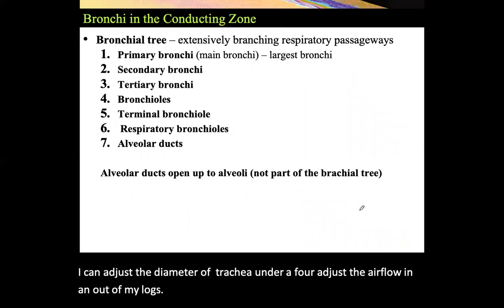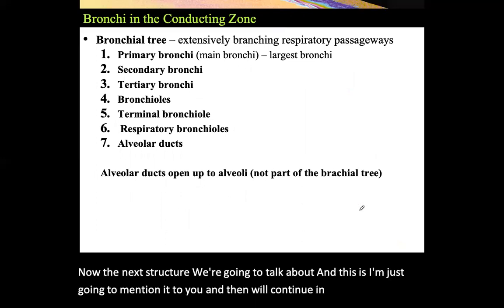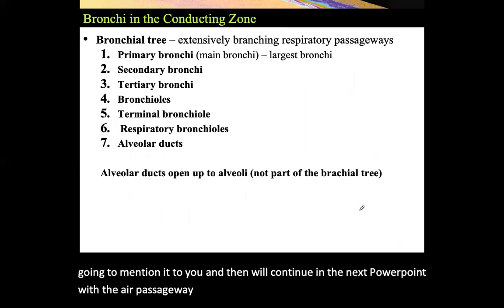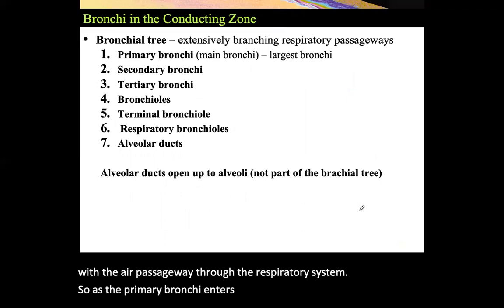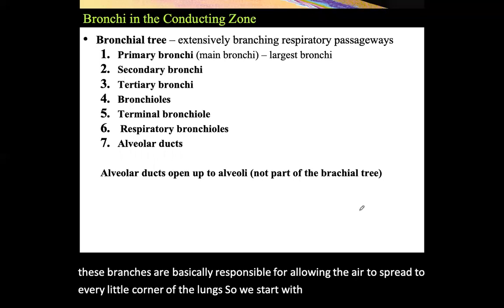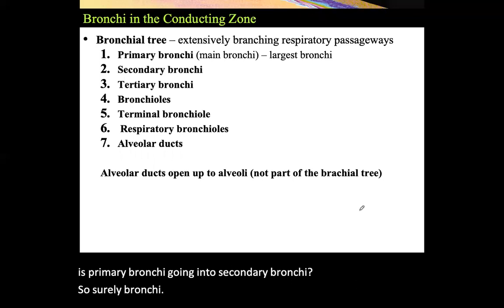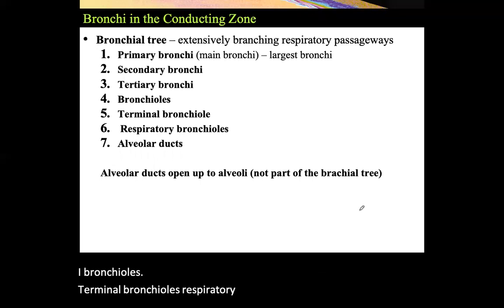Now, the next structure we're going to talk about, I'm just going to mention it to you, and then we'll continue in the next PowerPoint with the air passageway through the respiratory system. So as the primary bronchi enter your lungs, they continue to branch, and these branches are basically responsible for allowing the air to spread to every little corner of the lungs. So we start with the largest branch, which is primary bronchi, going into secondary bronchi, tertiary bronchi, bronchioles, terminal bronchioles, respiratory bronchioles, and alveolar ducts.